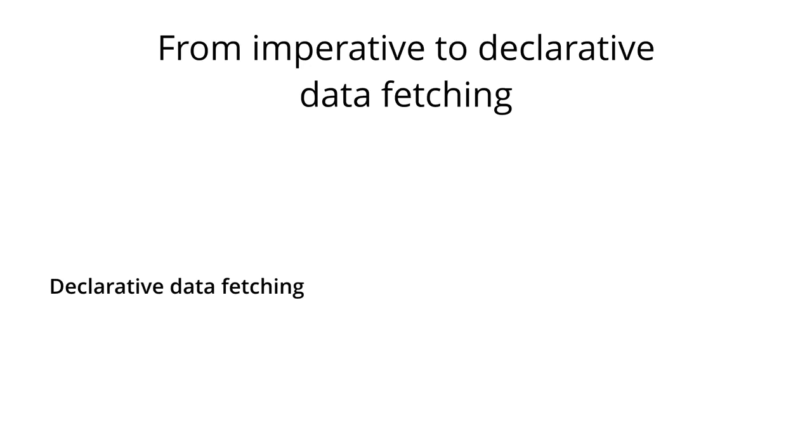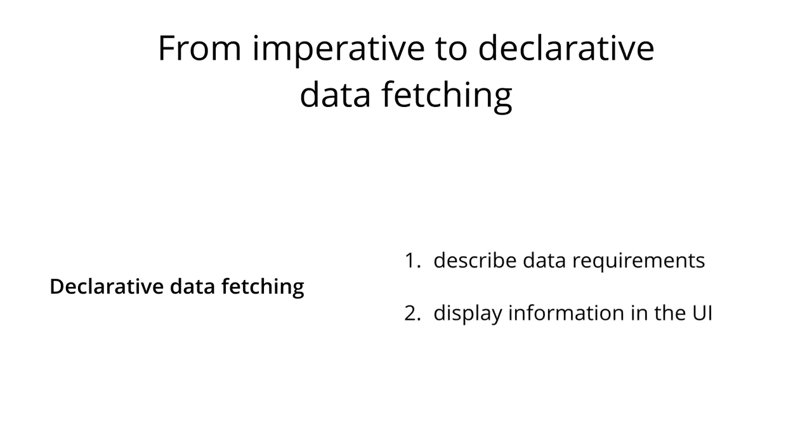With the ideal declarative data fetching approach, on the other hand, a client shouldn't be doing more than the following 2 steps. First, it has to describe its data requirements, and then it can display the information in the UI. Everything that's in between should be handled by the GraphQL client. All the lower level networking tasks, as well as storing the data, should be abstracted away, and the declaration of data dependencies should be the dominant part in the data fetching process.